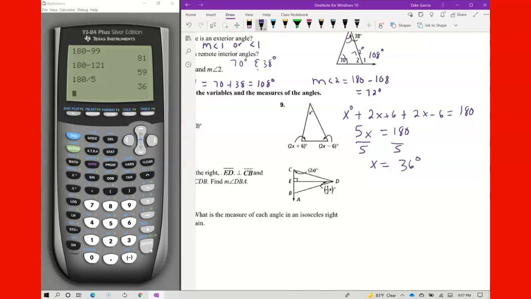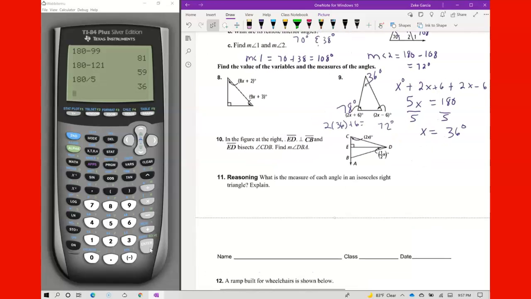So if you want to find the measurement of each angle, you know that this is equal to 36 degrees. You're going to substitute 2 times 36 plus 6. So 2 times 36 is 72 plus 6 is 78 degrees. And this will have to be minus 6, so this is 72 degrees. So we have one angle which is 78 degrees, the other angle that is 72 degrees, and another angle that is 36 degrees. So the combined total is 180 degrees.